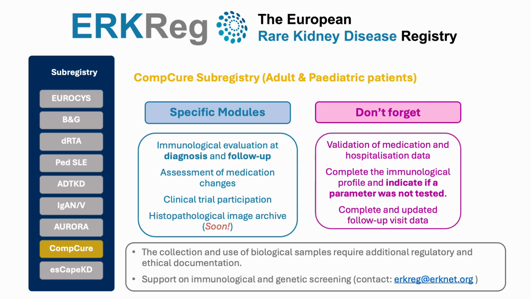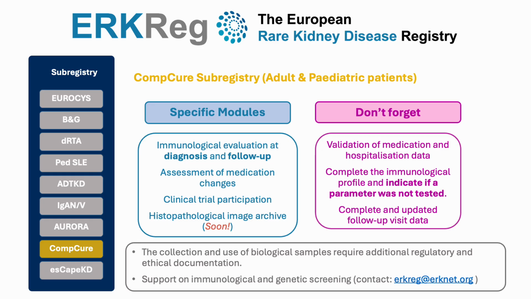CompCure includes adult and pediatric patients with C3 glomerulopathy and immune complex membranoproliferative glomerulonephritis. In addition to the shared modules, CompCure includes detailed immunological evaluation at the time of diagnosis and during follow-up. The subregistry also captures medication changes, participation in clinical trials, and will include isopathological image archive, which is currently under development. When completing the subregistry, please make sure that the medication and hospitalization data are regularly reviewed and validated, and that follow-up visit information is kept complete and up to date.